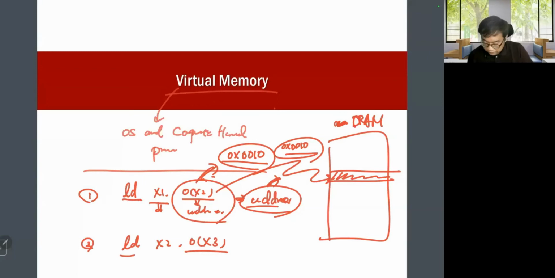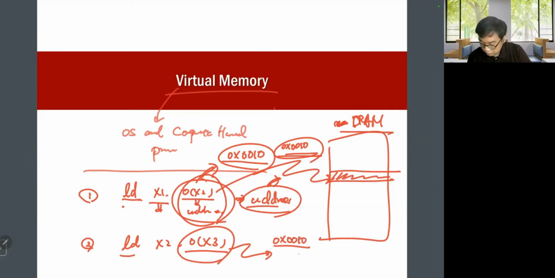So let us assume that this load instruction accesses the main memory, DRAM, with this address. And then this is another load instruction from a different application. Let us assume this different application also accesses 0x0010. So what's the problem?